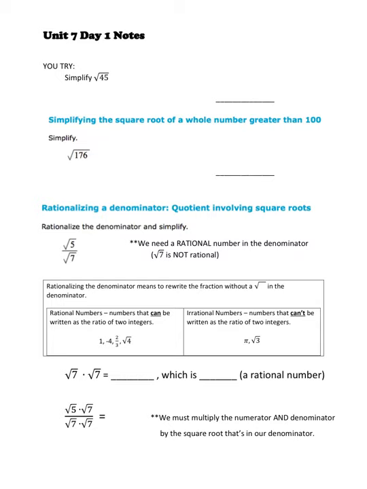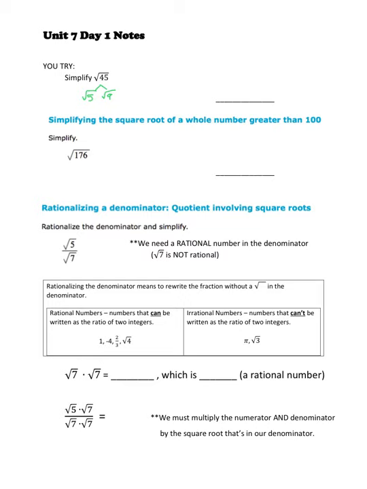Now we're going to try simplifying the square root of 45. I like my factor trees. What can I say? All right. I go to whatever I can find that is simple. 5 times 9. The square root of 5 times 9.